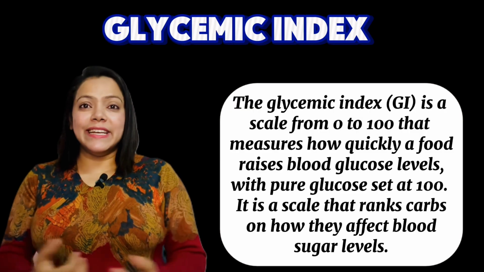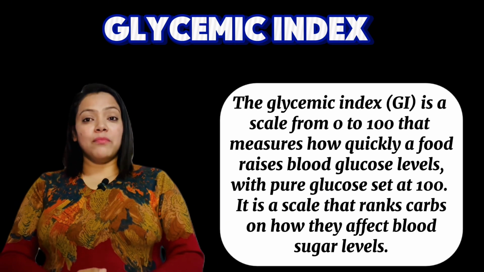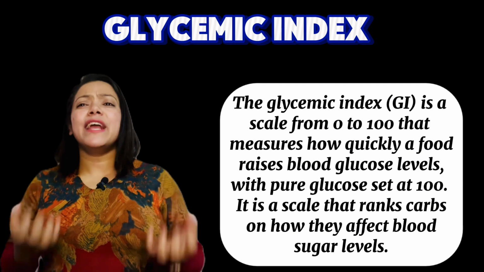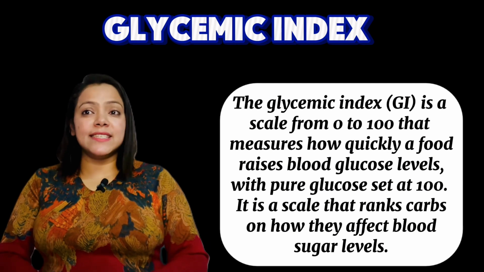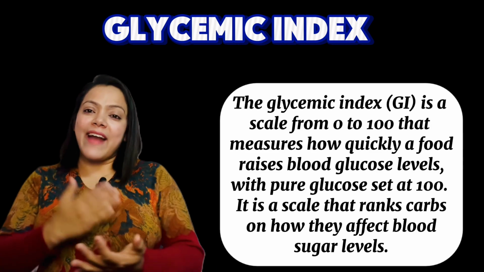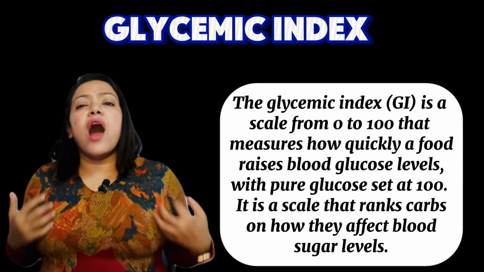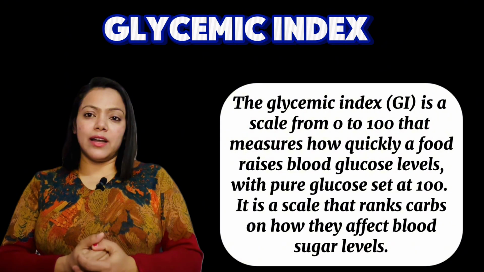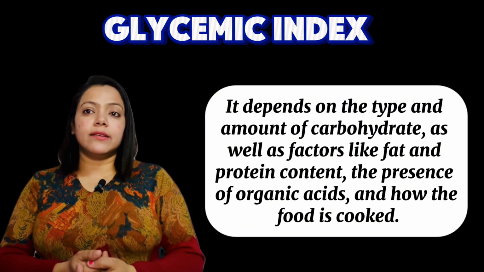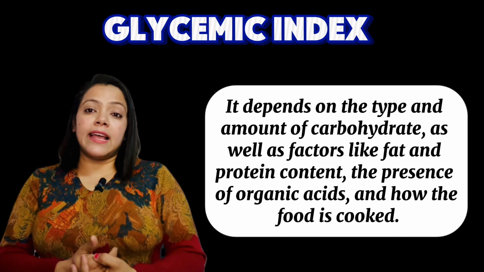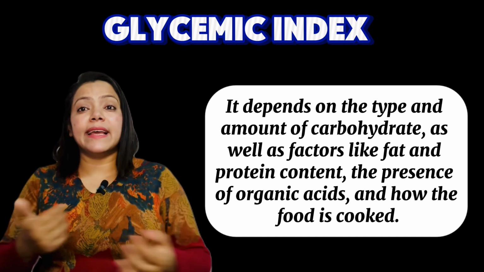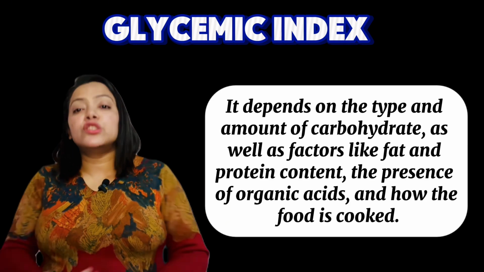The glycemic index is a scale from 0 to 100 that measures how quickly a food raises blood glucose level. It is a scale that ranks carbohydrates on how they affect blood sugar level. It depends on the type and amount of carbohydrate as well as factors like fat and protein contained, the presence of organic acid, and how the food is cooked.